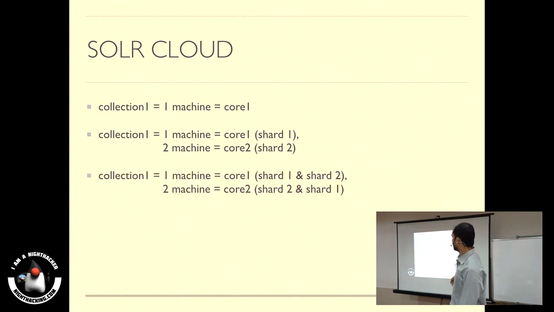Again, for scalability, they create replicas of the shards. So you have two machines, where the first machine also has the second shard within itself, and the second machine, core two, has the first shard also. So it's doing both ways.